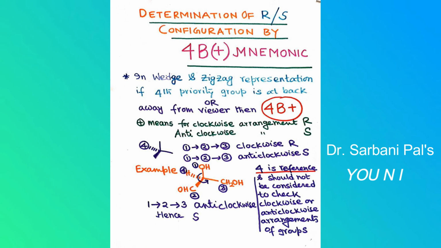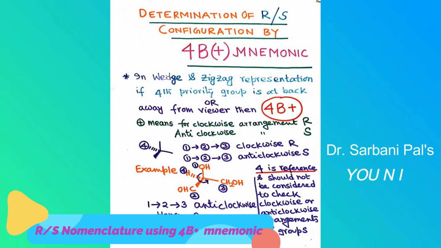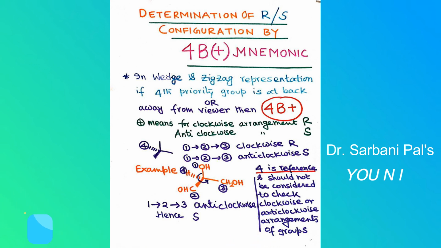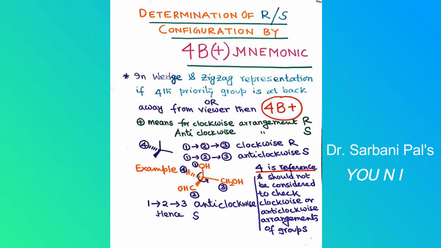My today's topic is determination of R as absolute configuration of chiral center by using mnemonic 4b plus. In 4b plus, there are three parts. First, it is number 4. 4 stands for the fourth priority group at the chiral center. Next, coming to b. b stands for the back, means oriented at the back side away from the viewer.